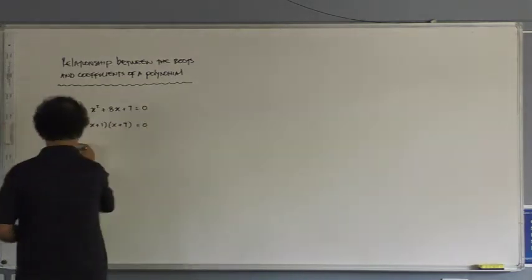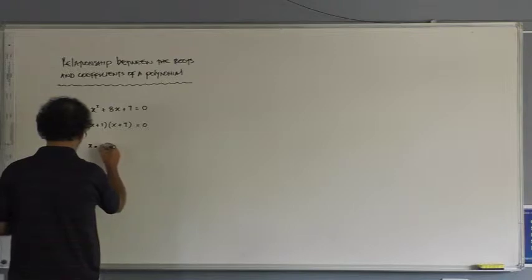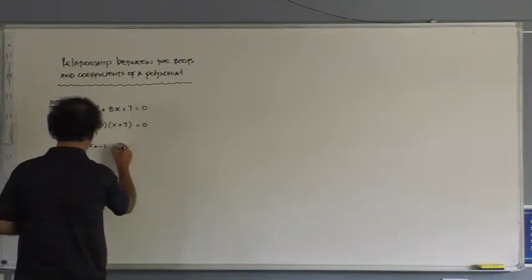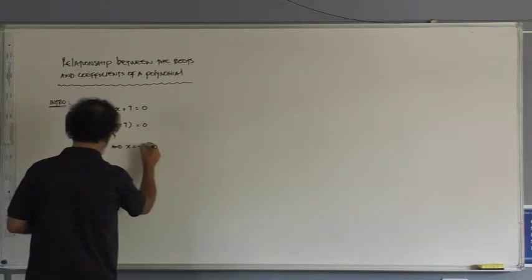From there we can say that therefore the solution for this equation is x equals -1 and x equals -7.